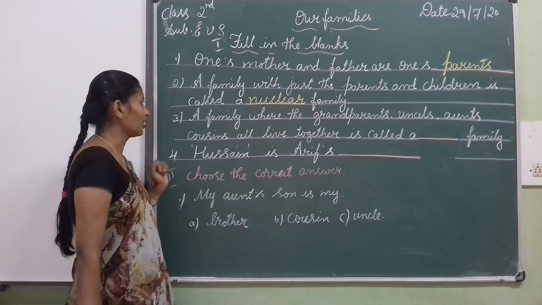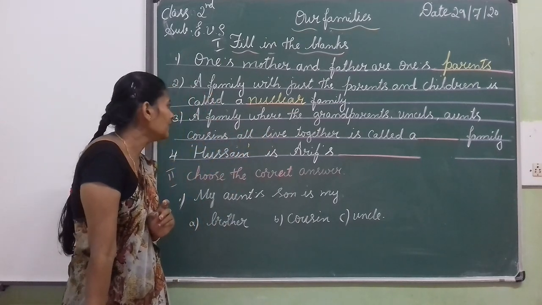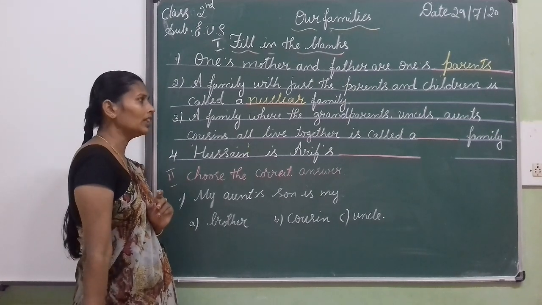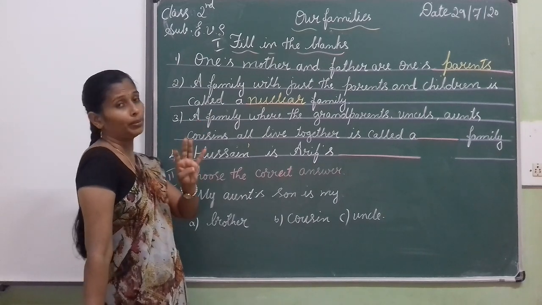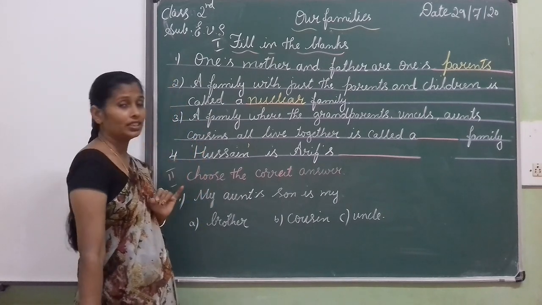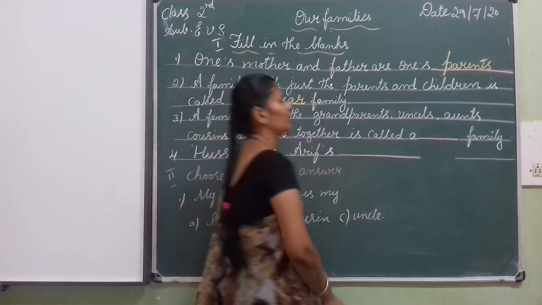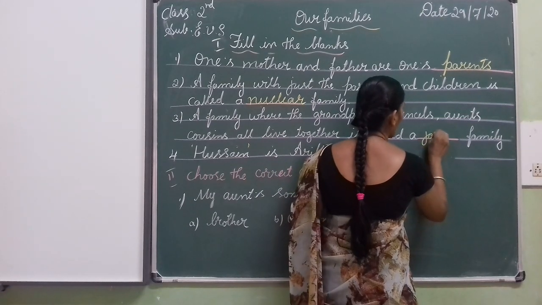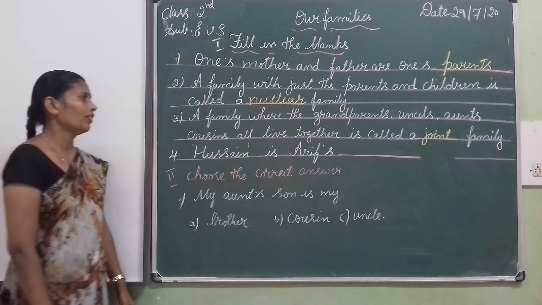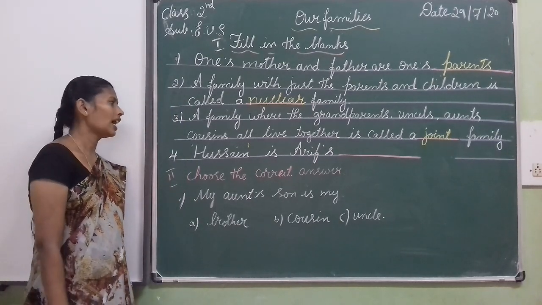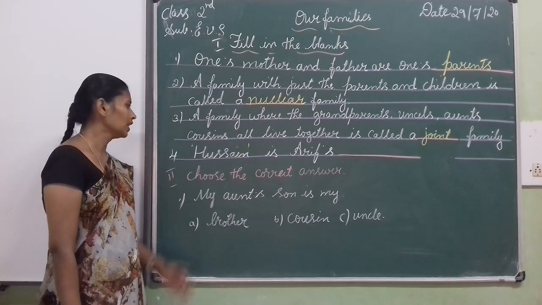Come to third one. A family where the grandparents, uncles, aunts, cousins all live together is called a dash family. What we call? See here, grandparents, uncles, aunts, cousins all live together. We call a what? Joint family, right? Joint family, J-O-I-N-T, joint. A family where the grandparents, uncles, aunts, cousins all live together is called a joint family. Finish. Come to fourth one.